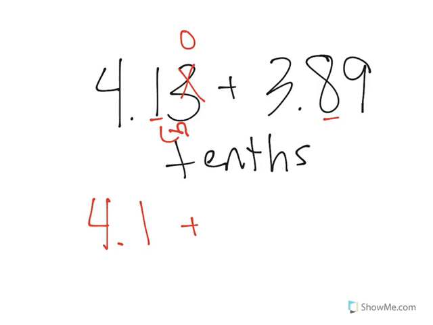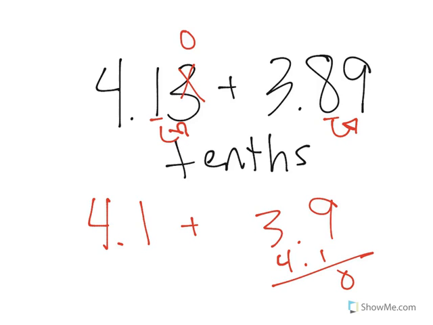Then we look over here to that 9. That tells us we need to round that 8 up to be a 9. So we would have 3.9. Then we'd line up our decimals. 4.1 plus 3.9. 9 plus 1 is 10. Carry the 1.